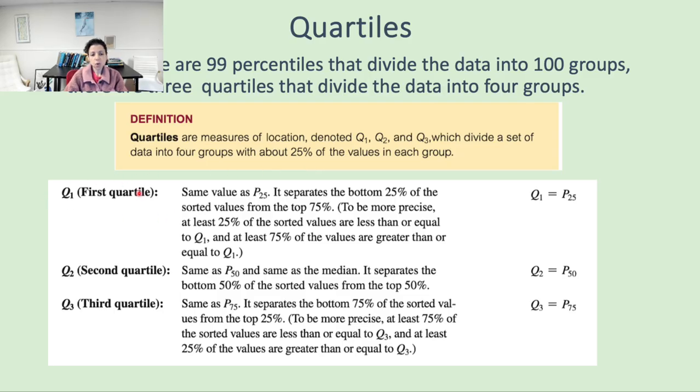So the first quartile is the same as P25, or the 25th percentile. The second quartile is the same as P50, which is the 50th percentile. And the third quartile is P75, which is the same as saying the 75th percentile.